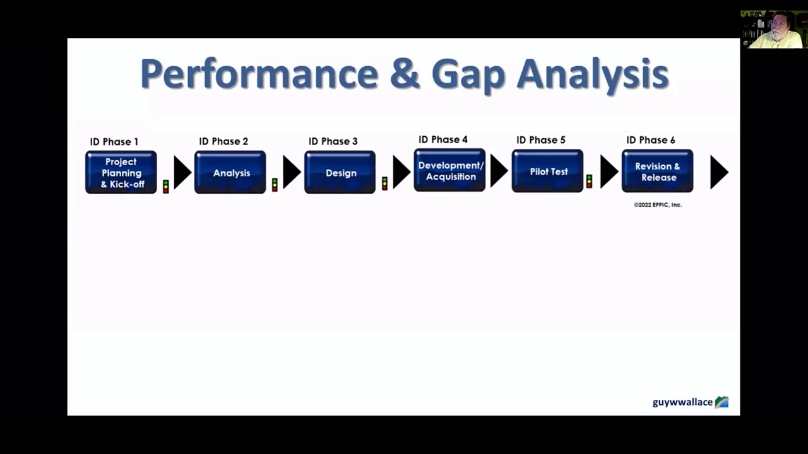So doing performance and gap analysis happens right there in the analysis phase, and I'm getting ready to review that. That's an upside down stoplight, which means it's a go light. It's what the quality movement would call a gate review meeting.